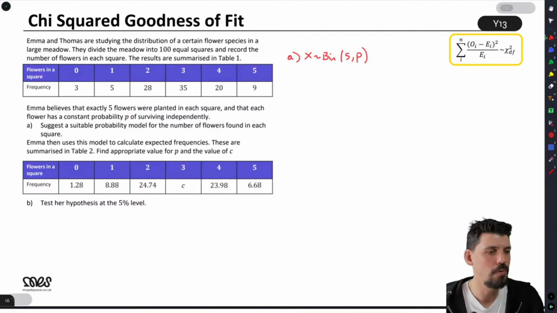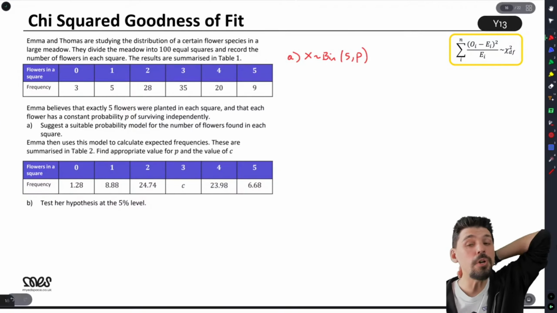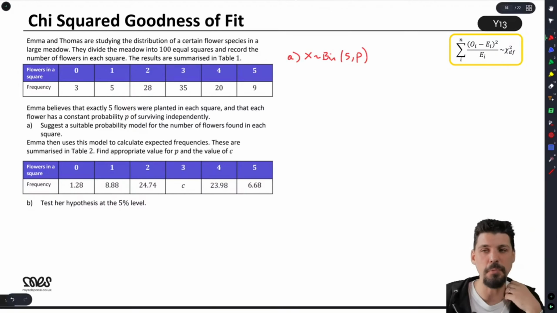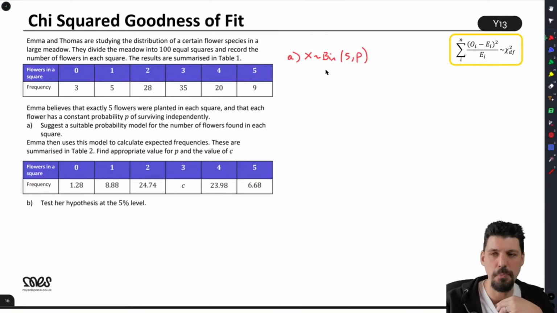Now, you would be forgiven for thinking that you would be given P. You could be given P. But in this question, we haven't been given P. So what's an appropriate value for P? Well, what's the average proportion of flowers that have bloomed? So what's the mean number of flowers that have bloomed in each square?